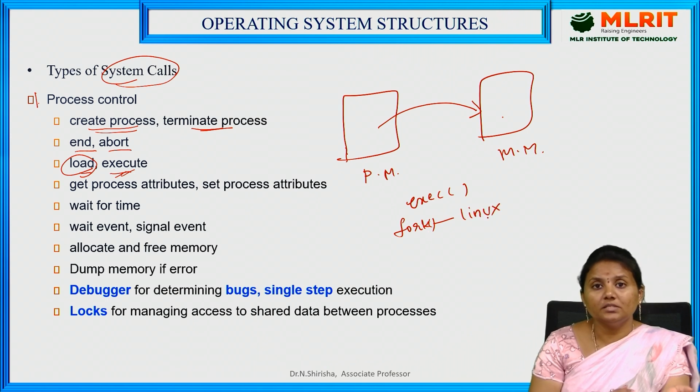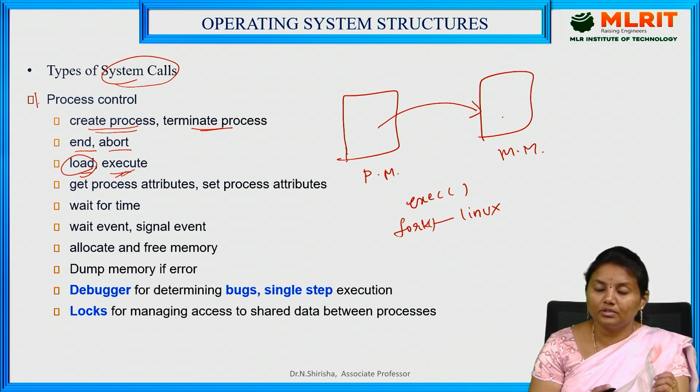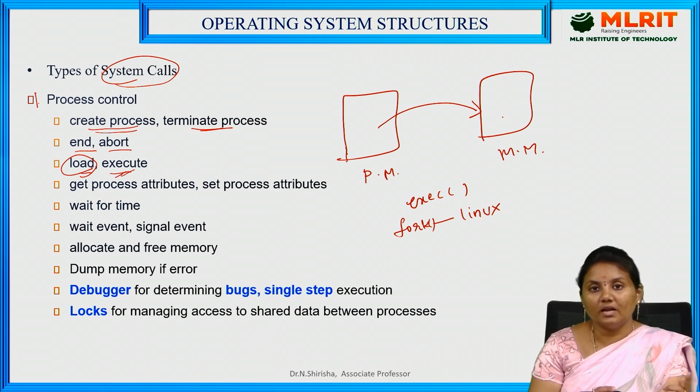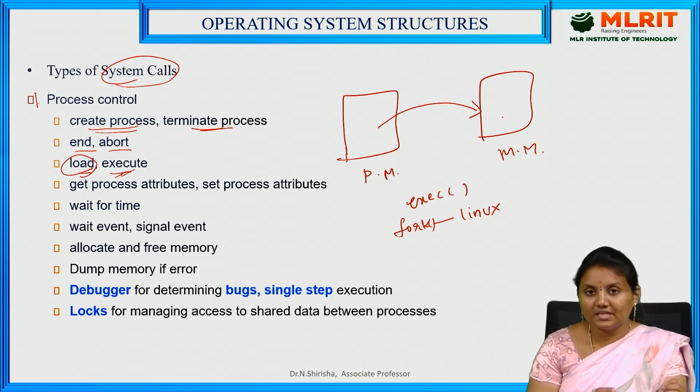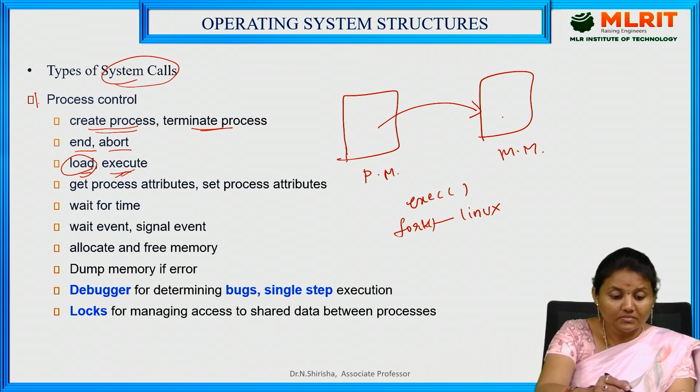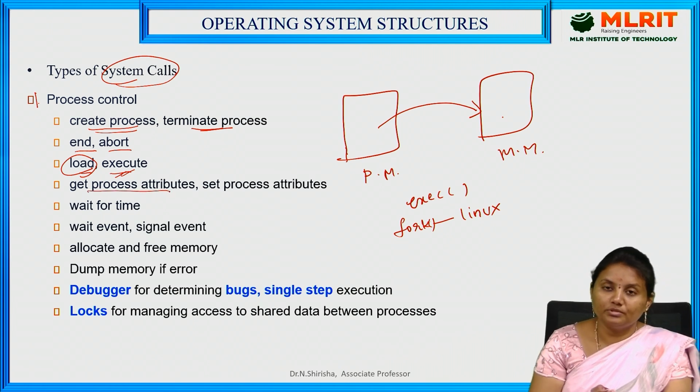From operating system to operating system, the system calls we use for the purpose of controlling processes may vary. The create process system call is used in the Windows operating system for creating a process, and for the same purpose, fork is used in the Linux operating system. So this is one example where I am showing you how the system calls differ in both operating systems.